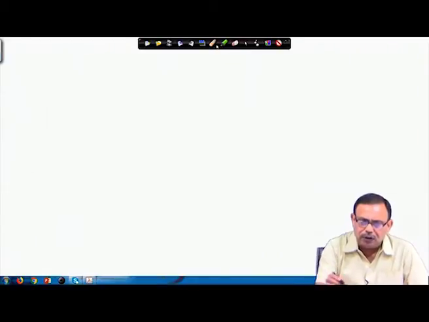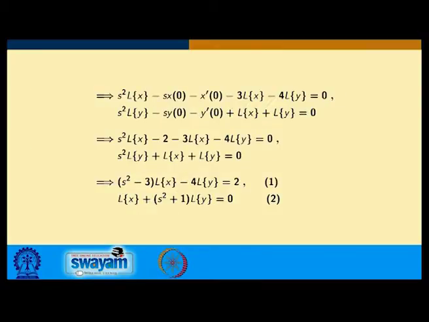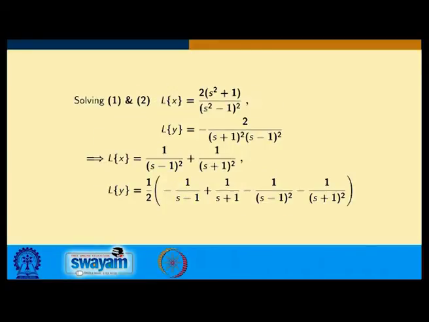Just quickly let us see this one. You are taking the Laplace transform on both sides of the given equation. Once I have done this, then using the normal process, I am getting equations 1 and 2, which are functions of the Laplace transform of x and Laplace transform of y. By solving these two equations, I can tell what is the Laplace transform of x and what is the Laplace transform of y.